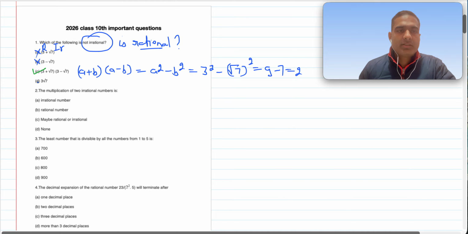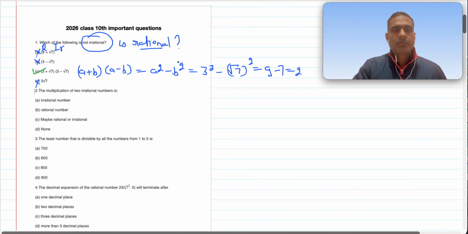Similarly, if we analyze option D, it's the product of a rational and irrational, so that is going to be irrational only. So here we will be looking at each option, and in the paper if we get the answer then we can stop there only.